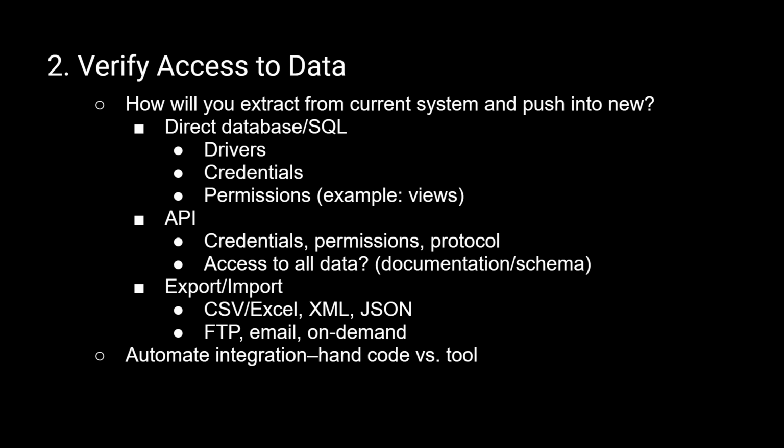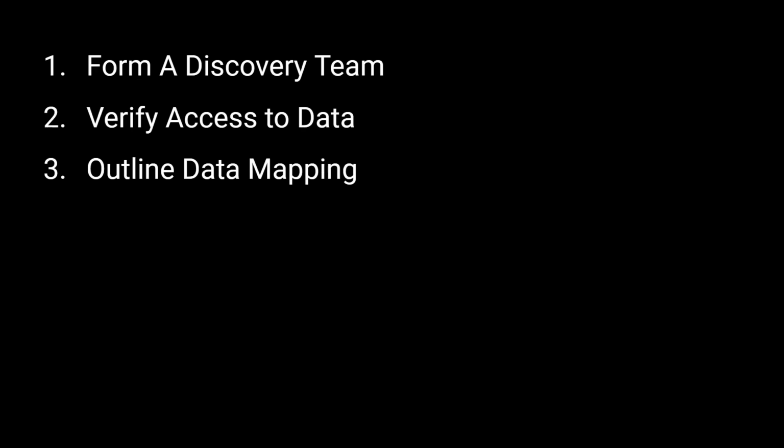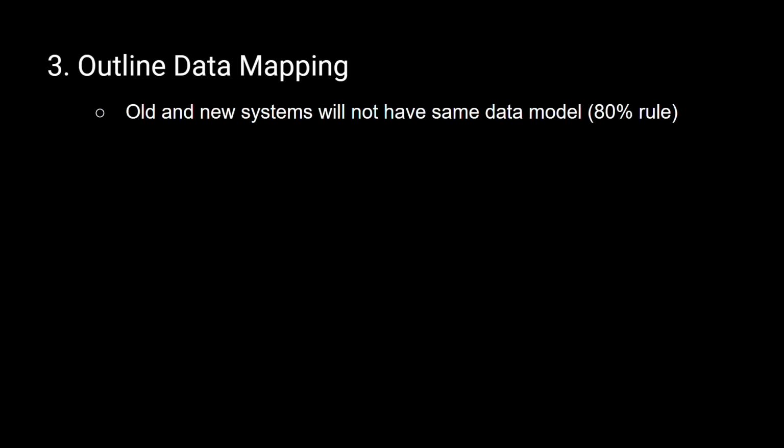And last but not least, you'll wanna find out, can you automate the integration? And if you're gonna automate the integration, are you gonna go with hand coding or are you gonna use some kind of a tool? And once you've verified you actually have access to the data, it's time to start outlining your data mapping. The reason you'll need to do data mapping is because the old system and the new system will not have the same data model.